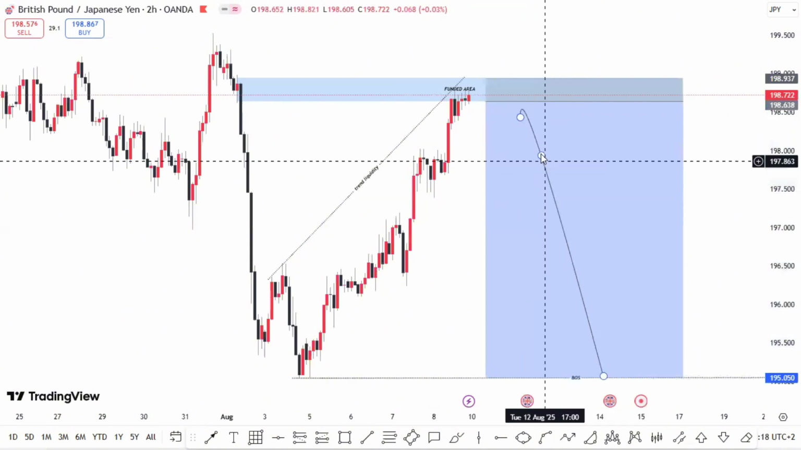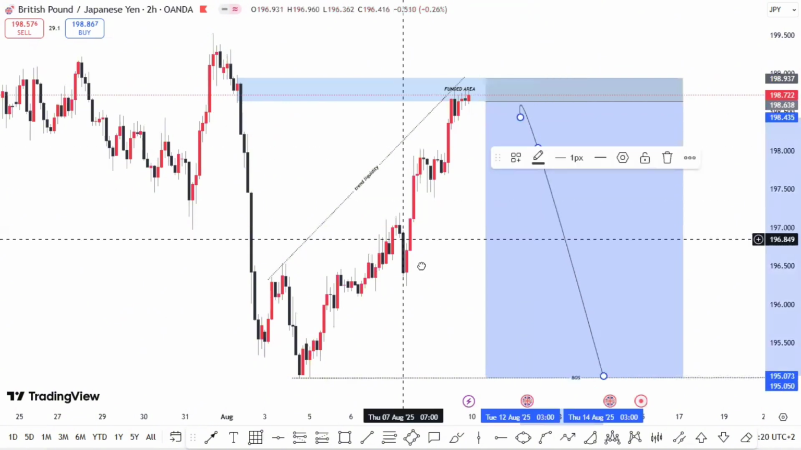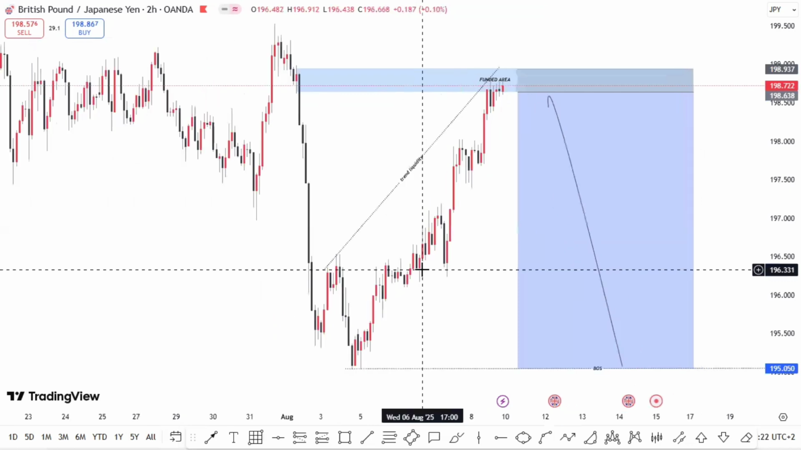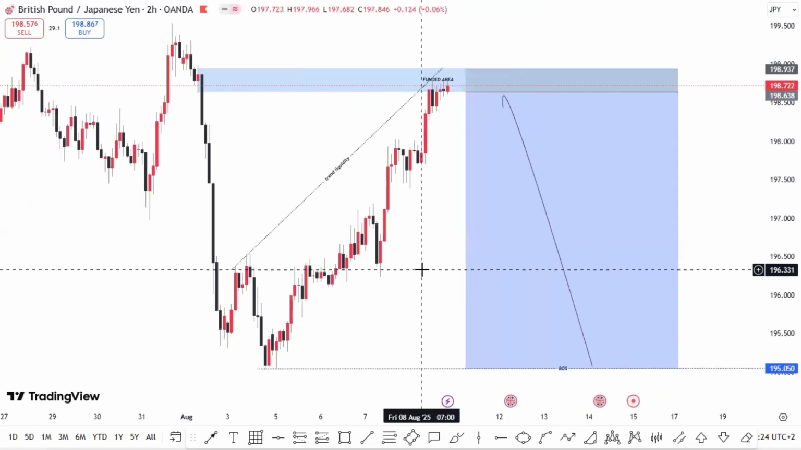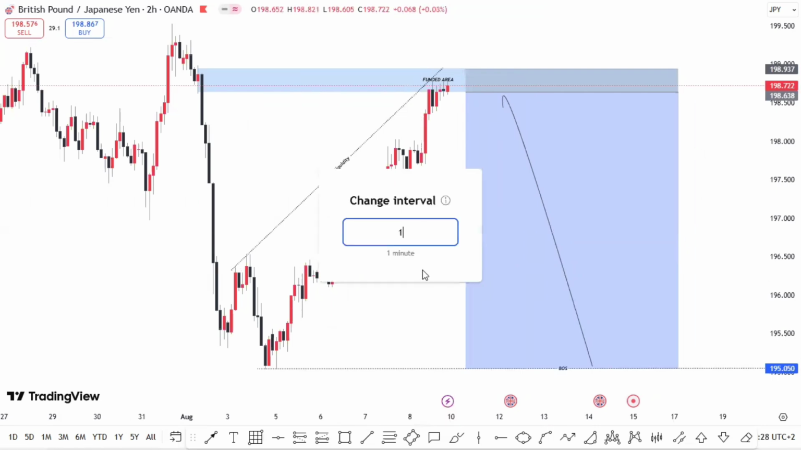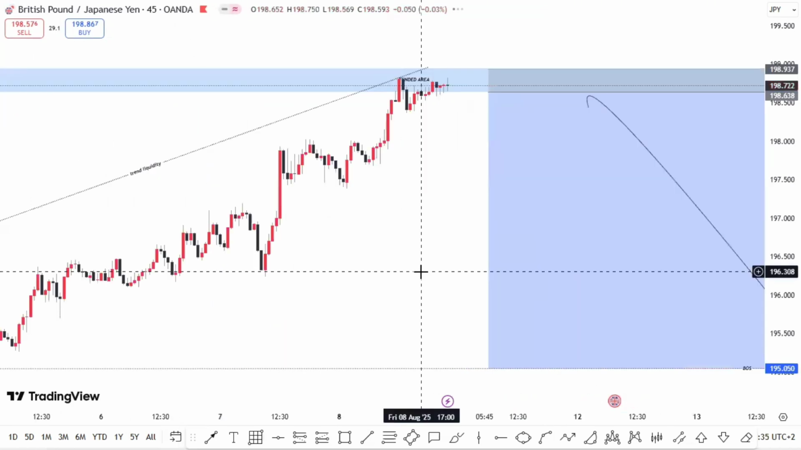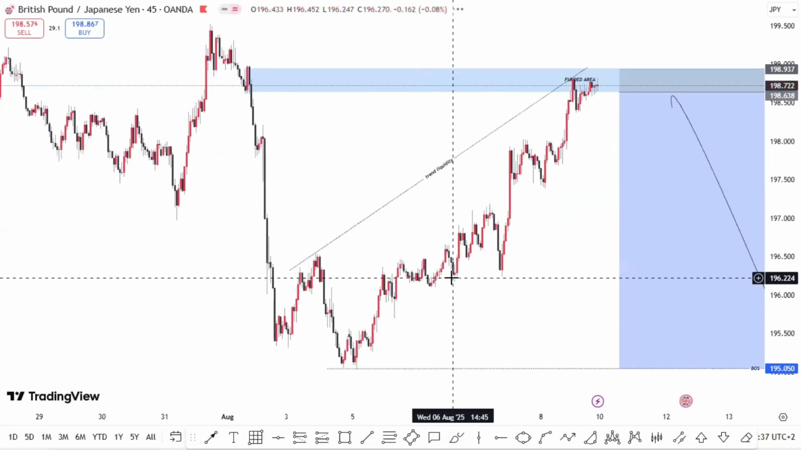So this setup is strong because we have a third touch, and along the third touch we have an order block. We have an order block there, which is called a funded area. Okay, nice. Let's go to H1.